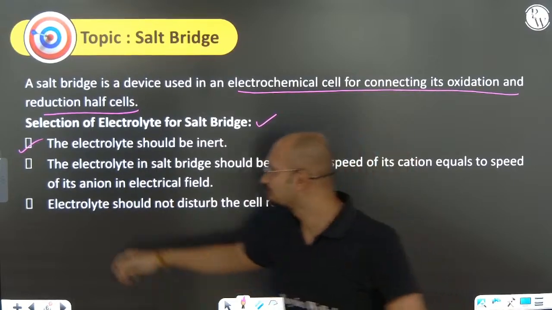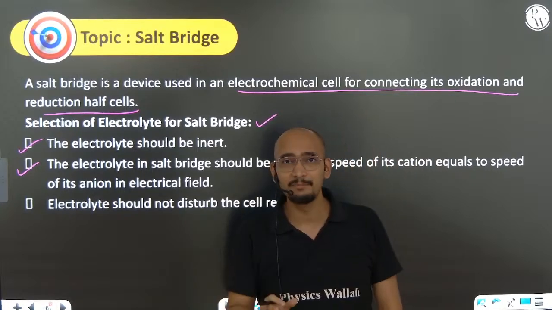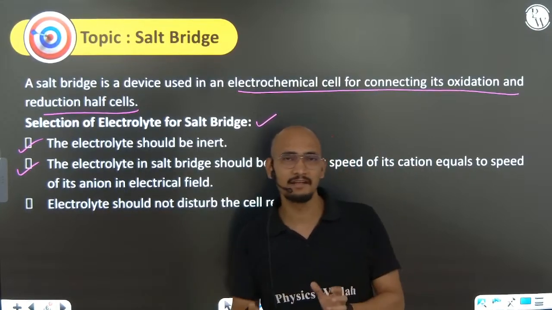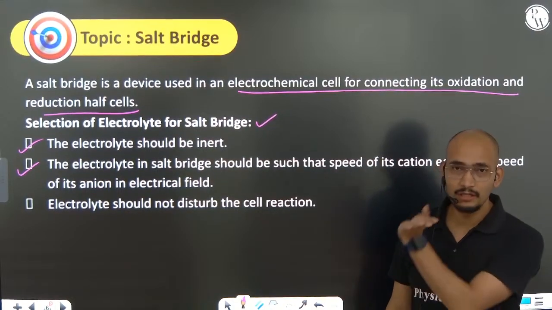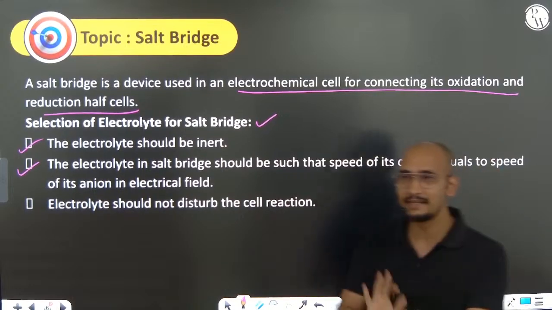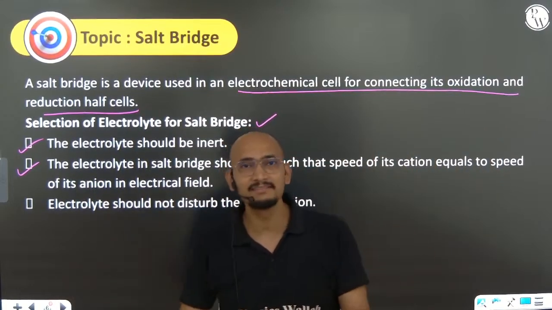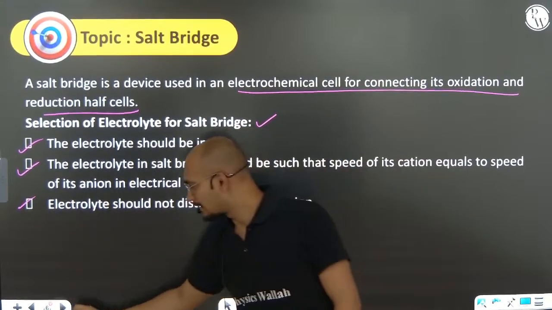That should not happen. Next, the electrolytes in the salt bridge should have equal ionic mobility, whatever the cation or anion is. Only then will the positive ions neutralize the negative charge and the negative ions neutralize the positive charge at the same rate. Next, electrolytes should not disturb the cell reaction, as we have already seen.